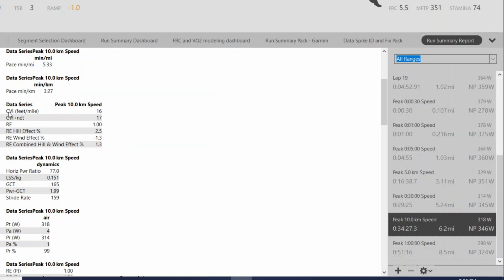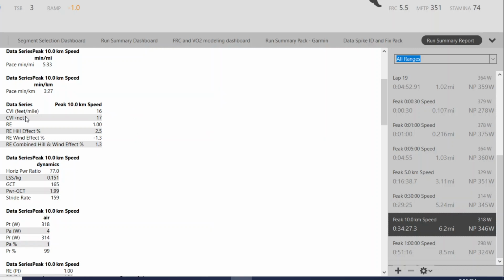So the CVI is the course variability index. It's the total feet of climbing divided by the total number of miles covered. I use feet per mile. And so the 16 is a fairly flat situation. This was actually run in a fairly flat area.